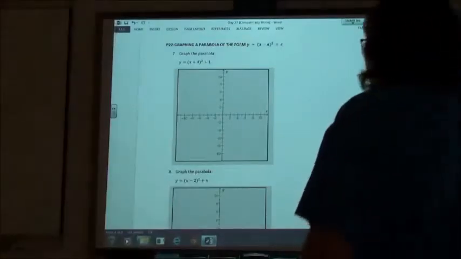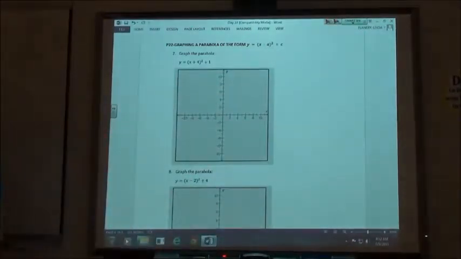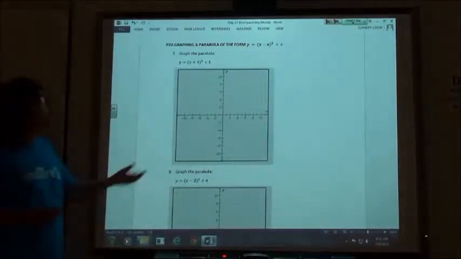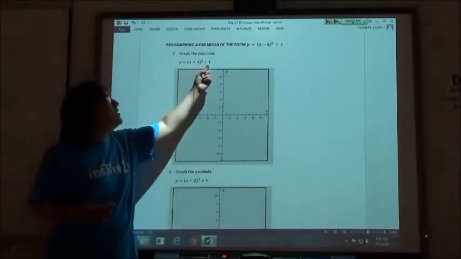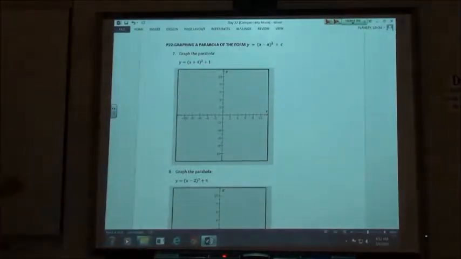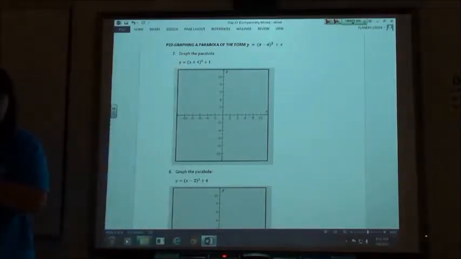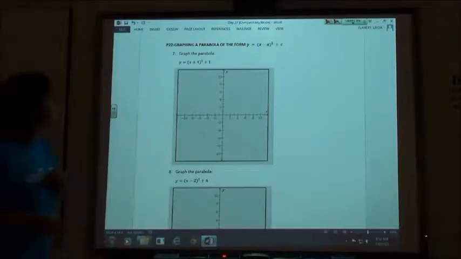So 7, 8, and 9, now we're going to graph a parabola instead of an absolute value function. Same thing holds true. I'm going to have my horizontal shift and my vertical shift. It's just going to look like a U instead of like a V when I'm done. On the parabolas, they make you do the vertex and 2 points on each side.